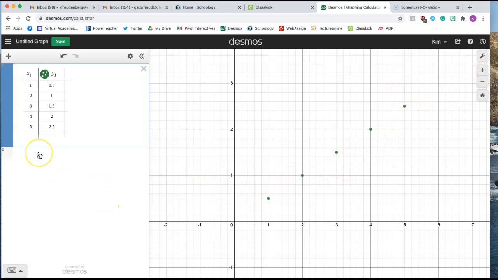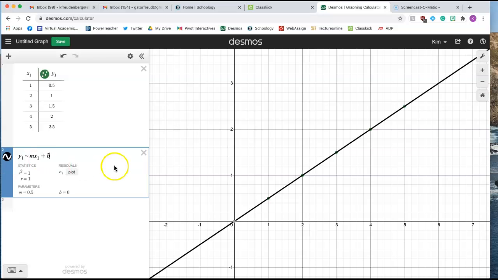So I'm going to go to number 2, and I'm going to put in my y = mx + b. I'm going to do y1 because that's in my data table, then the squiggle, m x1 + b, and that's going to give me the trend line. Okay, so I can now see my trend line.